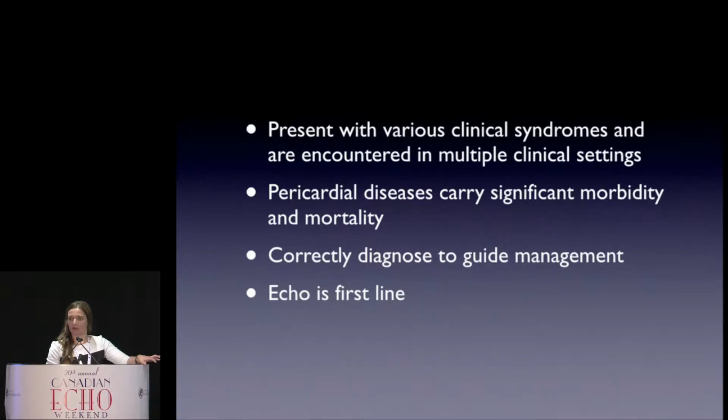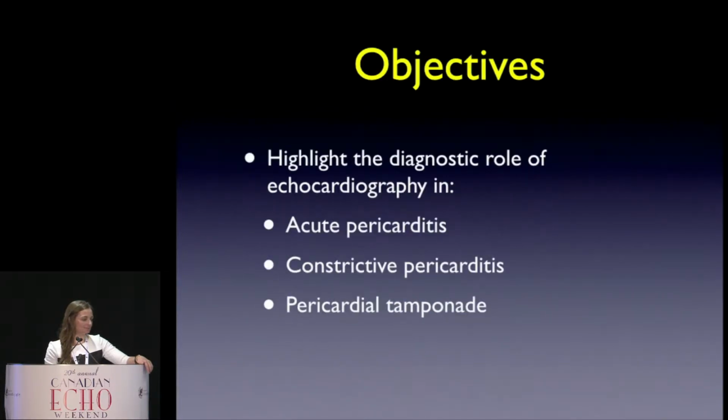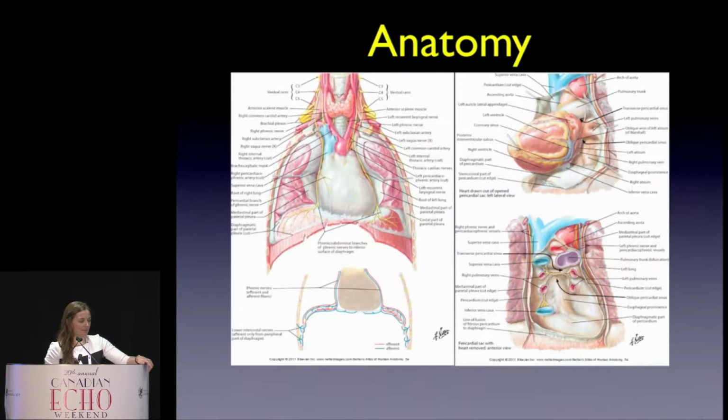So echo is first line in the assessment of pericardial diseases, and CT and cardiac MRI are able to provide incremental information to both the anatomy and physiology that is initially assessed on transthoracic echo. So using the guidelines, the objectives of this talk is to highlight the diagnostic role of echo in these three clinical scenarios: acute pericarditis, constrictive pericarditis, and pericardial tamponade. We'll have an opportunity later this afternoon to hear from the lead author on those pericardial guidelines.